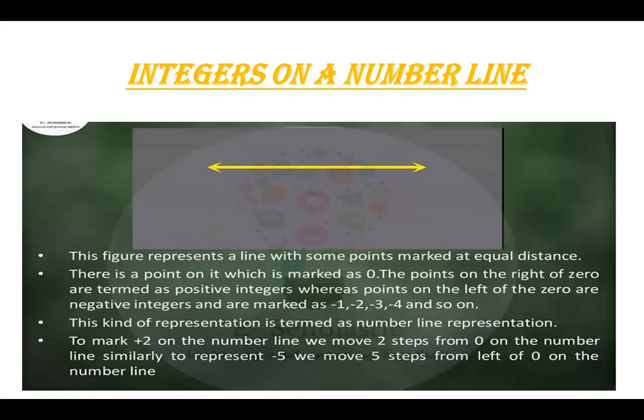Integers on a number line. This figure represents a line with some points marked at equal distance. There is a point on it which is marked as 0. The points on the right of 0 are termed as positive integers, whereas points on the left of 0 are negative integers and are marked as -1, -2, -3, -4, and so on. This kind of representation is termed as number line representation. To mark +2 on the number line, we move 2 steps from 0. Similarly, to represent -5, we move 5 steps to the left of 0 on the number line.